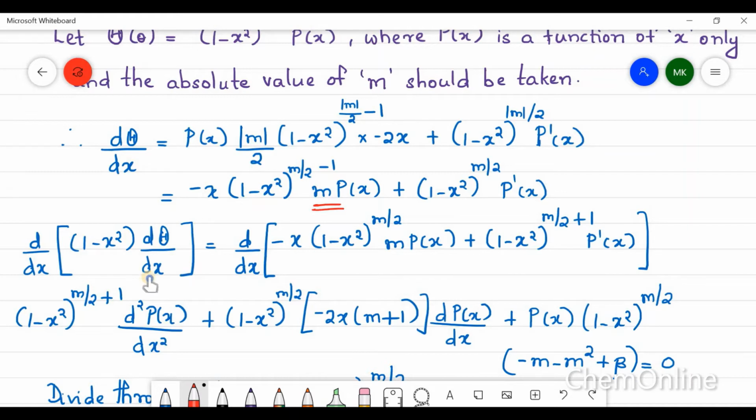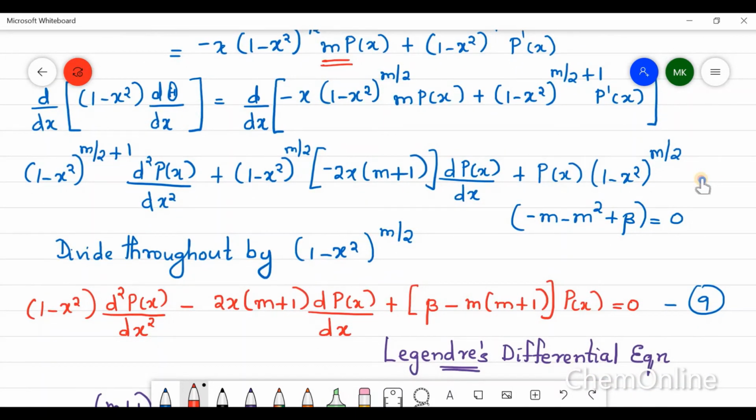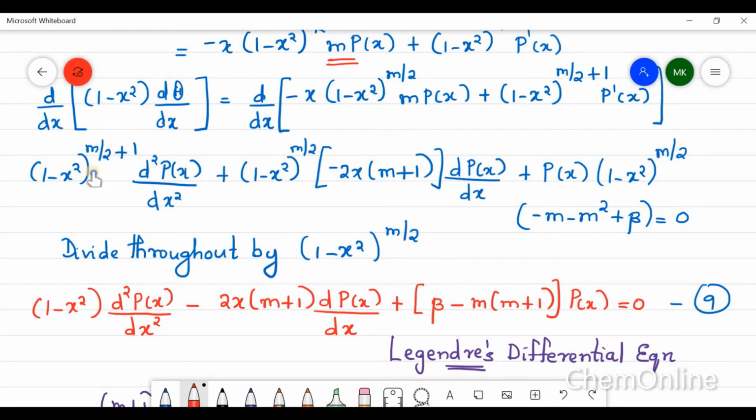And then find out d by dx of 1 minus x square d theta by dx, which is in equation 8. So d by dx of this quantity 1 minus x square into this result, these two terms. And when you do the calculations, you will get the final terms like this: 1 minus x square raised to m by 2 plus 1 p double dash x or d square p of x by dx square plus 1 minus x square raised to m by 2 minus 2x into m plus 1 dp of x by dx plus p of x into 1 minus x square raised to m by 2 into minus m square plus beta equals 0.